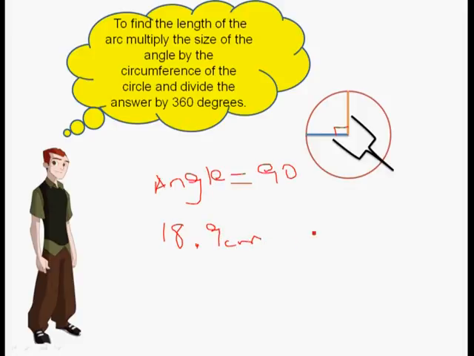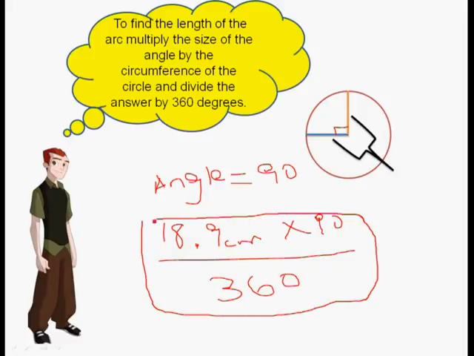centimeters, and then you're going to multiply that by the 90 degrees, and then divide all that answer by 360 degrees. So this method would give you the length of the arc. So simply, note the angle given in degrees, multiply it by the circumference, then divide all that answer by 360 degrees.